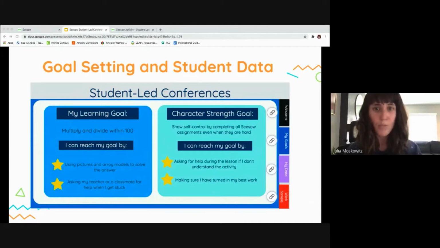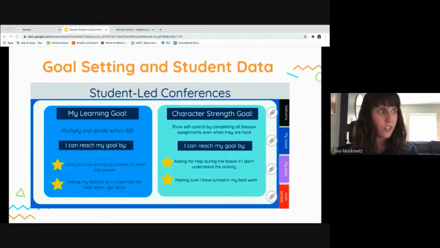You will also base these in what you're seeing in Seesaw. When you're looking into the skills and standards, what are those students really thriving in, and what might they need some more support around? And coming up with 1 or 2 concrete ways that they can reach that goal. So I just picked a 3rd grade standard of multiplying and dividing within 100, and that those students were going to use pictures or ask for help.